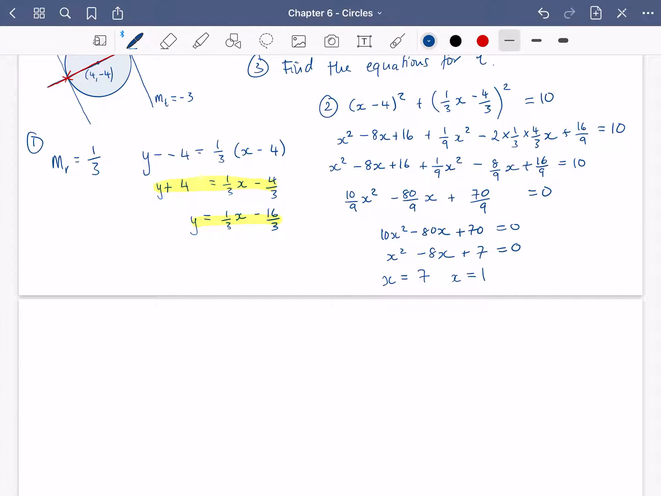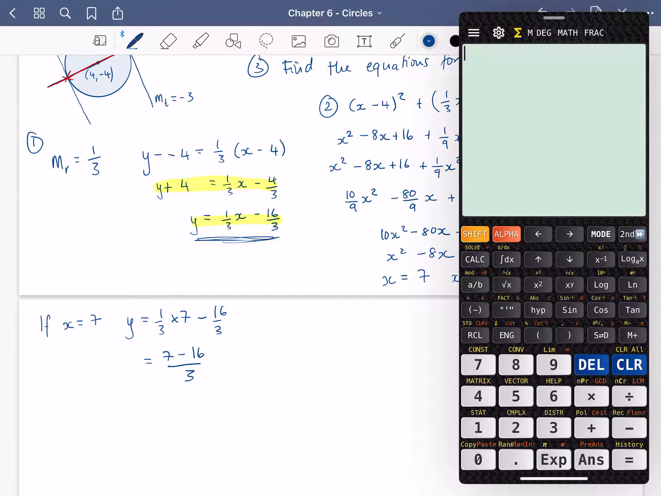Now, if x is equal to 7, we need to find out the y coordinate. Y is going to be equal to, using this now, a third multiplied by 7 minus 16 thirds. So that's 7 minus 16 over 3, which is minus 9 over 3. So it's minus 3. So one of the coordinates is 7, minus 3.